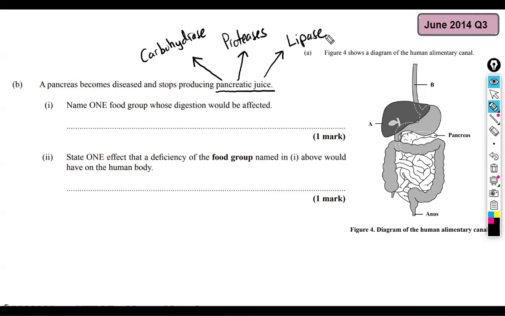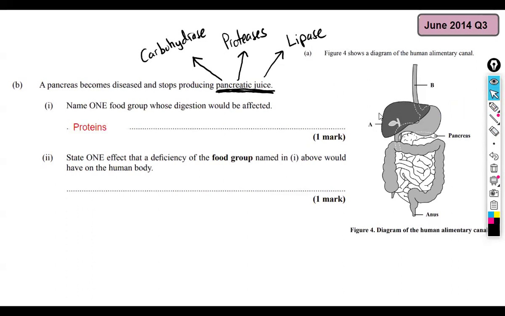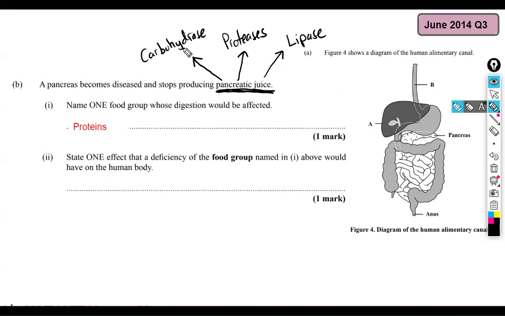So if your pancreas cannot produce this pancreatic juice, it cannot break down proteins, carbohydrates, or fats, but they only ask you for one, right? I don't know which one I put. Which one did I put? I put proteins, right? So obviously you could have put carbohydrates and you could have put fats. State one effect that a deficiency of the group named in one.